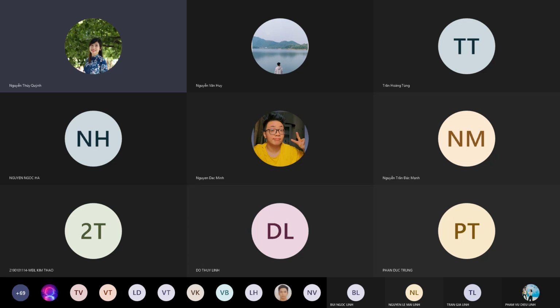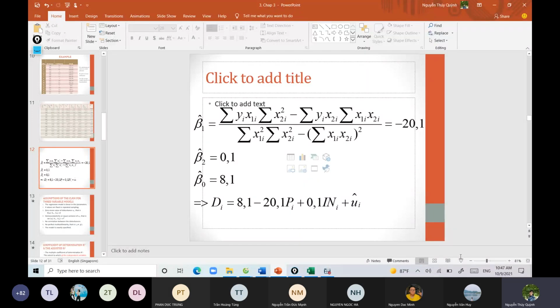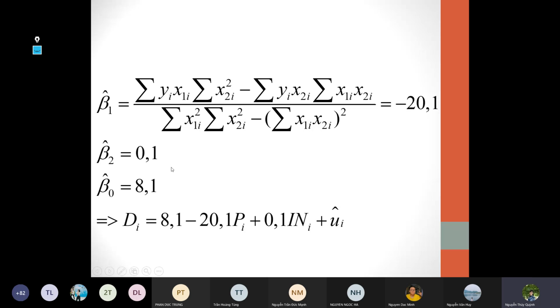Let me share my screen. We will continue. Okay, so here we have the sample regression model, and we have the estimated coefficient here. All right, so what is the meaning of the estimated slope associated with P?